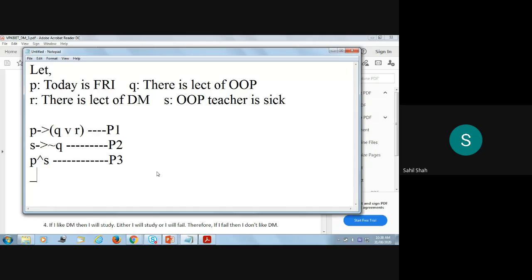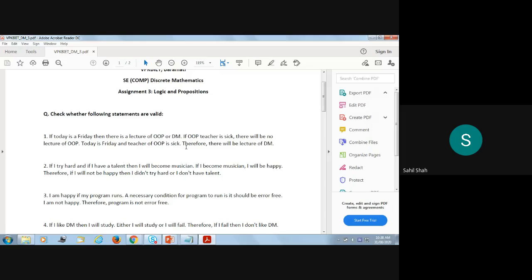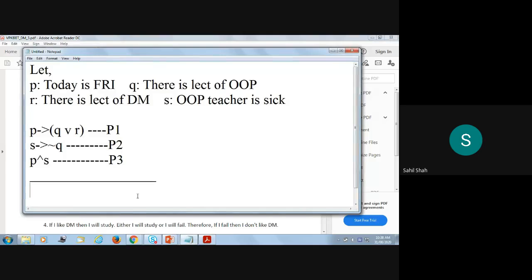And then I'm going further. I have encountered a therefore keyword. So therefore, there will be a lecture of discrete mathematics. That is the conclusion. Lecture of discrete mathematics meaning R. And this R will be treated as the conclusion.